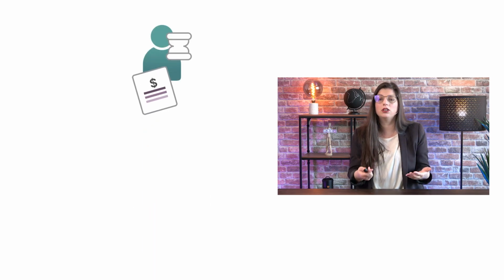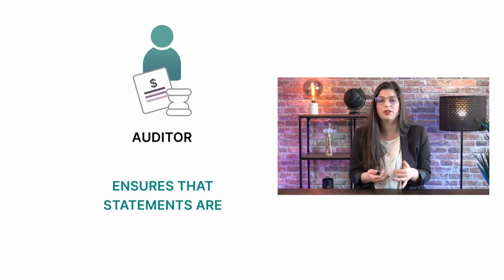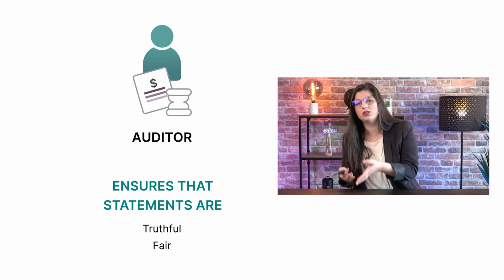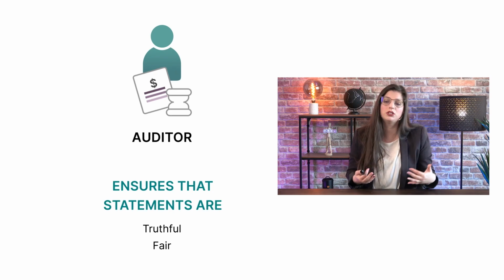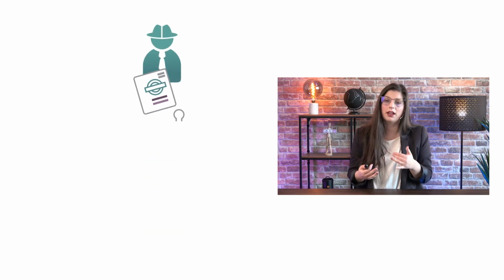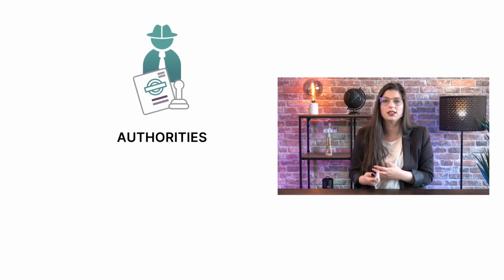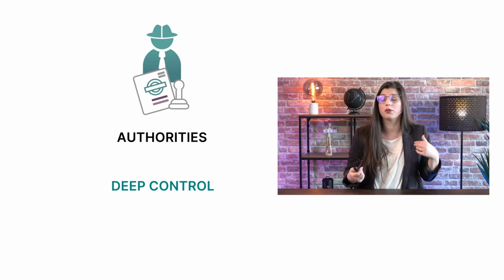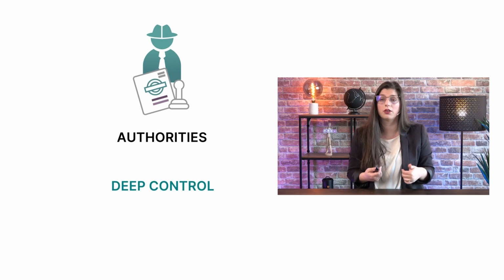Next up is the auditor. The auditor ensures that the financial statements are truthful and fair to make sure that external stakeholders take decisions that are rational, relevant, and reasonable. And lastly, we might have some interactions with the authorities that can intervene to avoid fraud in your accounting, for example, for unreported revenue, tax report inconsistencies, unpaid taxes, and so on.